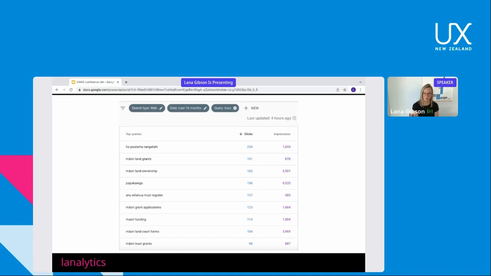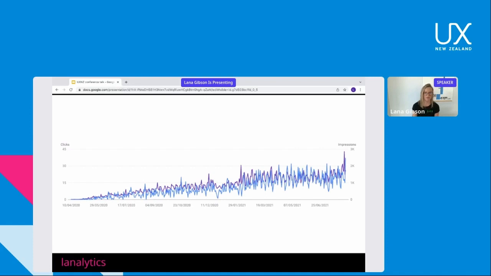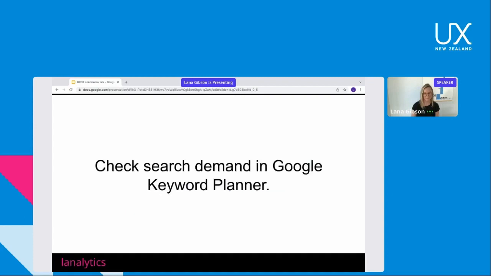So this is really important. This is people who don't know about Tupu. They're just searching for their needs. They're searching for Māori land grants, and they're just wanting the best possible result. And it's this traffic, so you can see here, these are the non-branded search clicks from Google coming through, and you can see they've steadily increased. Google traffic takes a while to pick up, but it really is a good idea to consider that search demand, so you can reach people who don't even know about your organization and focus on that traffic.